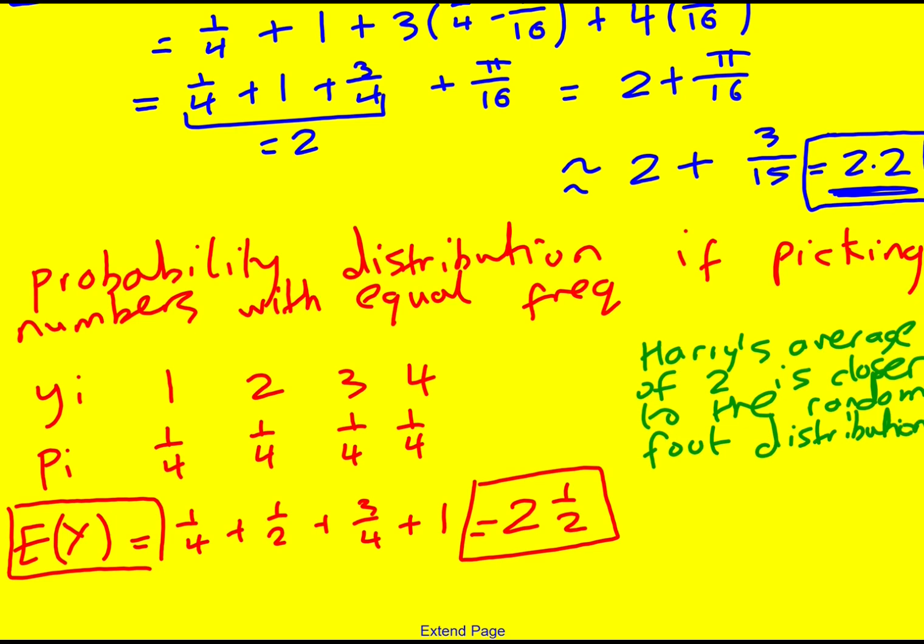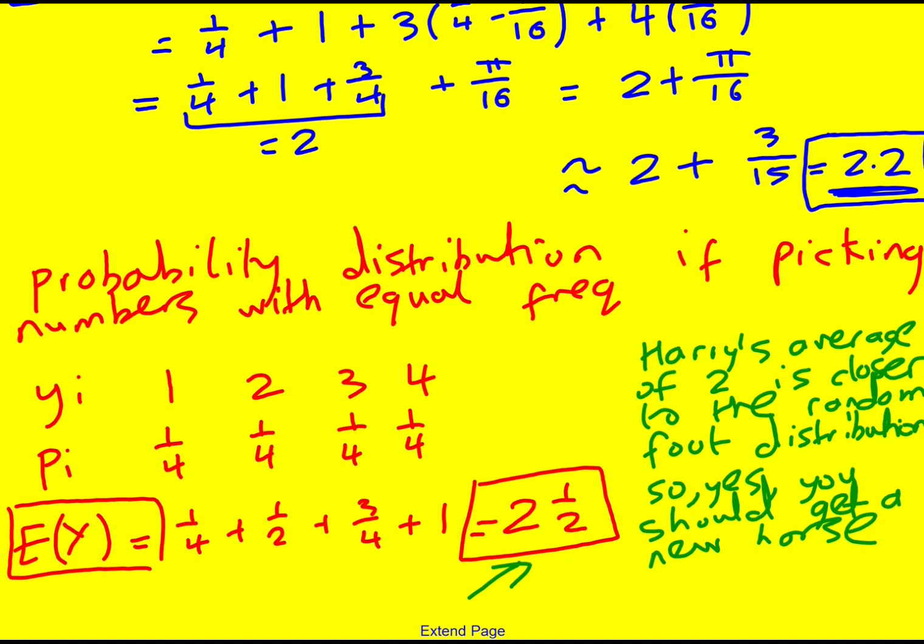Ideally, I've got to say, I think it would be better to devise something where Harry's distribution and this distribution differ by more, because they're not that far apart, 2.2 and 2.5. But I think there's still enough evidence if we've done a large enough number of trials. Harry's average of 2 is closer to the random foot distribution. So, yes, you should get a new horse. To do the calculations, that is. Okay, lovely question. Well done.